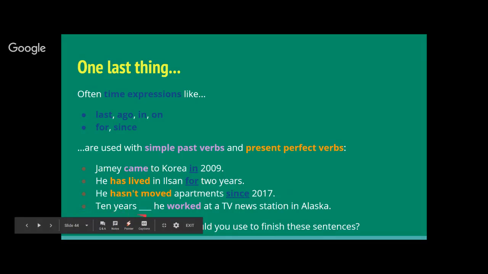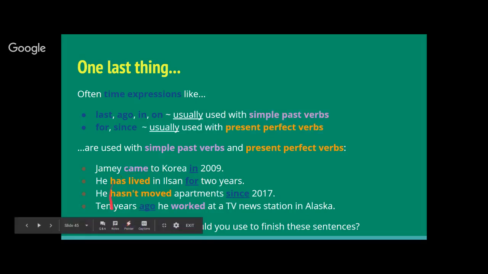Okay. Last sentence. 10 years blank. He worked at a news station, a TV news station in Alaska. So which one would this be? Okay, so the answer is ago. So the rule is that usually last, ago, in, on, these time expressions will be used with the simple past. And for and since are usually used with the present perfect verbs.